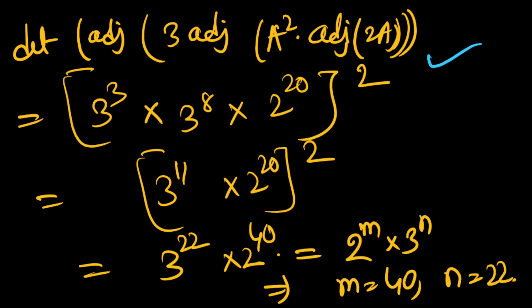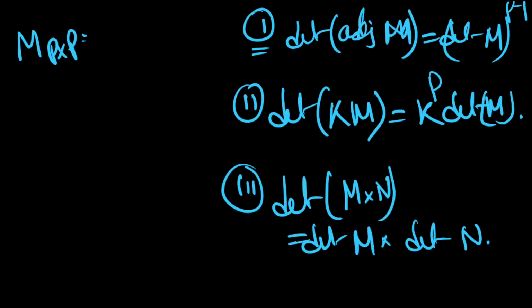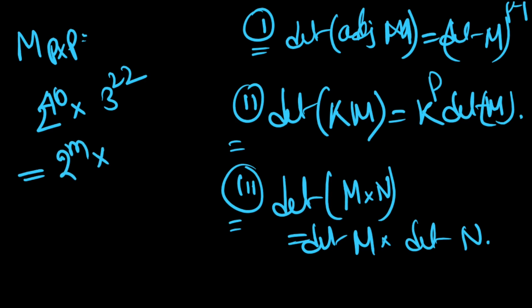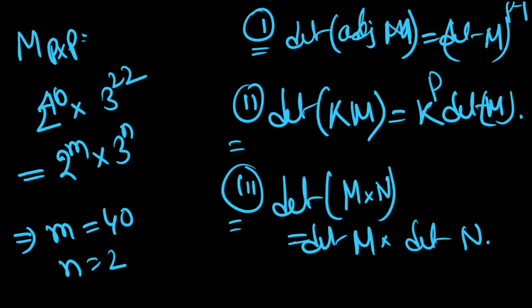We find the determinant of the adjoint matrix using the first, second and third formulas. We get this value as 2 power 40 multiplied by 3 power 22, and given that this value is 2 power m and 3 power n, from here we compare m and n. We get m is equal to 40 and n is equal to 22, and the question asks what is the value of m plus n, that is actually 62. So therefore it is the answer.